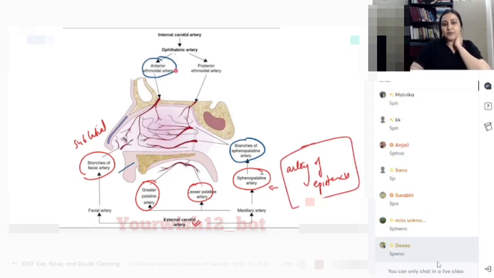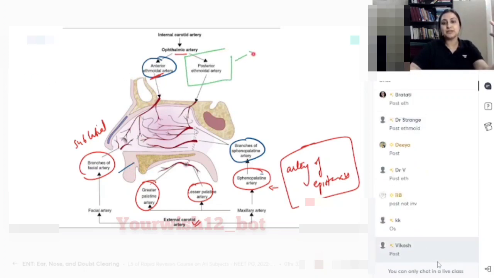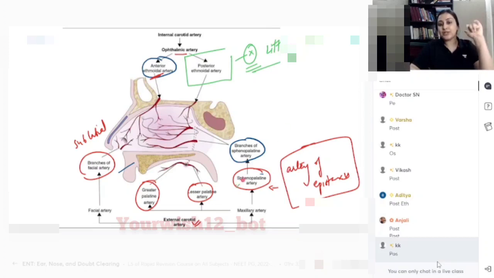ICA से दो branches हैं from ophthalmic. We have anterior ethmoidal and we have posterior ethmoidal. So the only question is which branch does not contribute to Little's area, and all of you have already told me posterior, not a part of Little's area. ठीक है, so दो questions आते हैं. Little area की कौन नहीं है? Posterior. And main कौन है? Sphenopalatine.